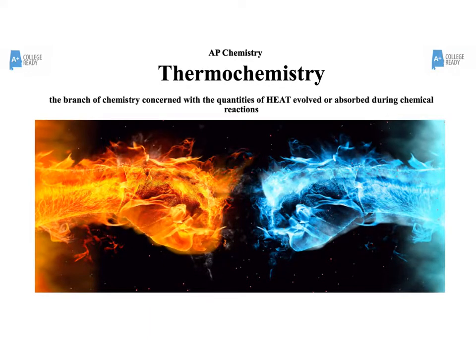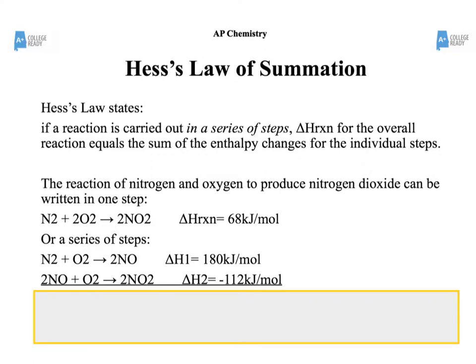In this thermochemistry video, we're going to talk about calculating enthalpy using Hess's law of summation. So what is Hess's law of summation? It's the idea that if a reaction takes place in a series of steps, if we know the enthalpy of each of the steps, then we can use those to get the enthalpy of an overall reaction by adding up the enthalpies of the individual steps.